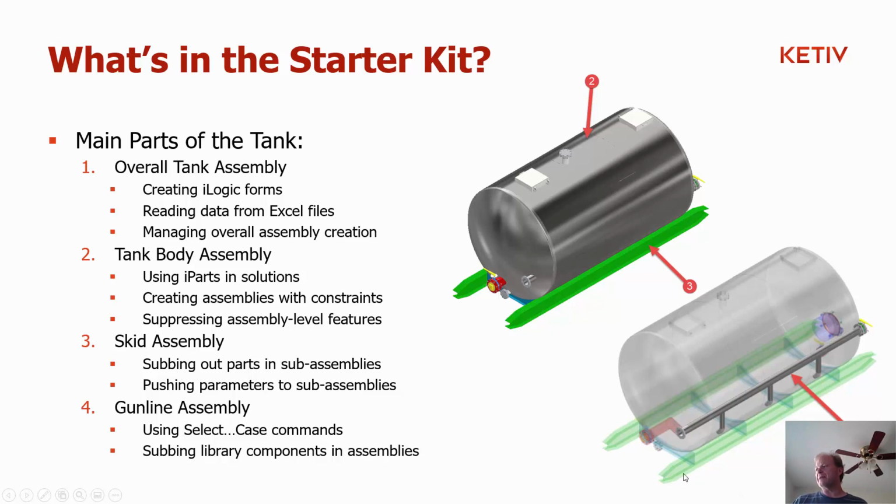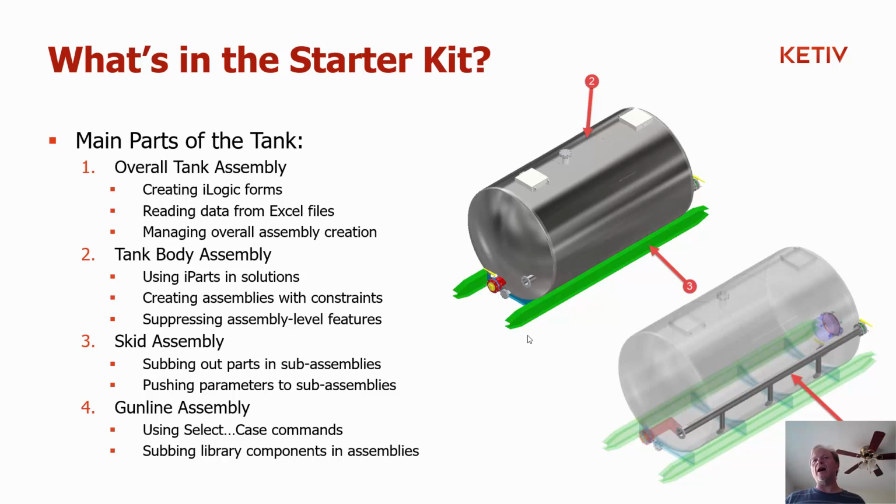Based on the different types of skids that I might have to use, I have to sub that part in or out. So there's a good bit of code where you can see how we swap parts in and out based on a customer's need. We also show how to push parameters from a high-level assembly down to the component parts. In fact, that happens pretty much everywhere.